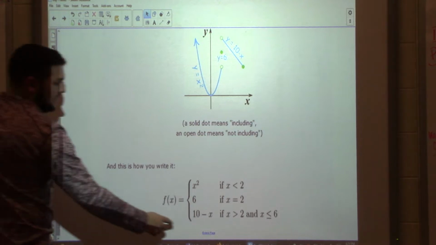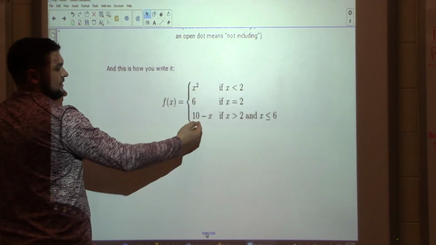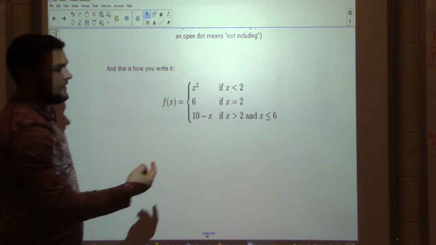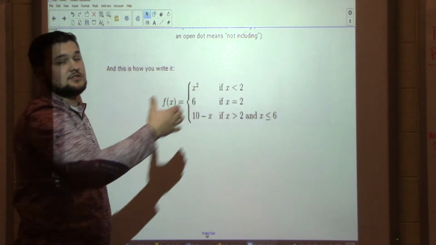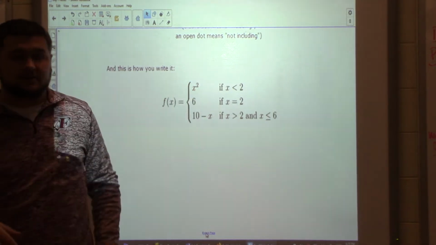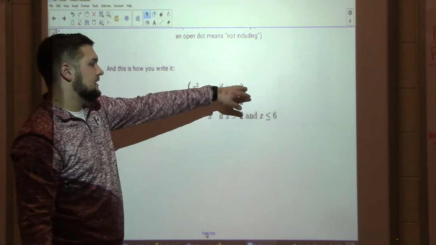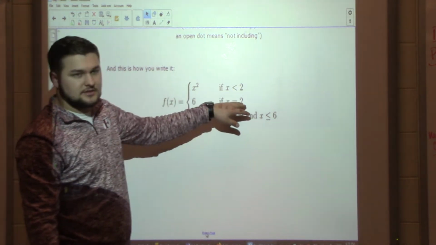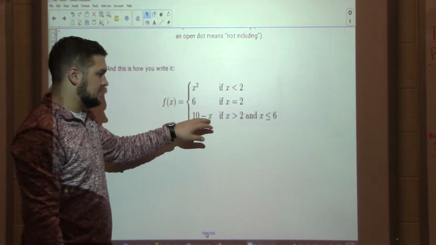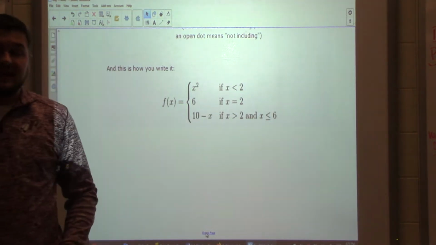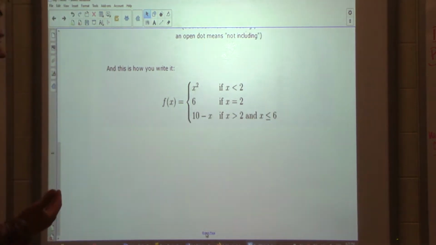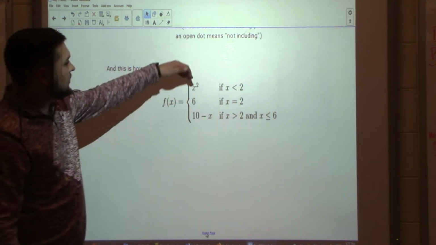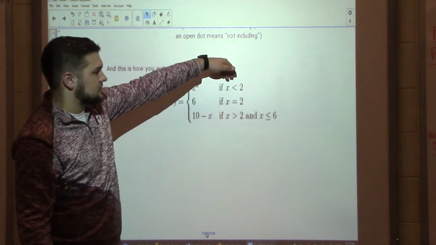This is how we'd write it. So we'd write f of x equals, and we write 3 different functions. We have x squared, 6, and 10 minus x. And then we have our restrictions here. If x is less than 2, we said we were going to use x squared. So we're writing x squared if x is less than 2. f of x equals 6 if x equals 2. f of x equals 10 minus x if x is greater than 2 and x is less than or equal to 6. So it's broken down into all of our pieces that we were talking about before. You write your function and you write what that restriction on your input is.